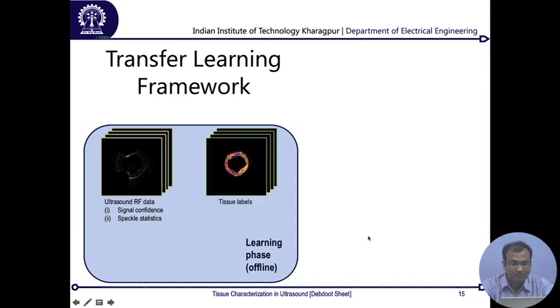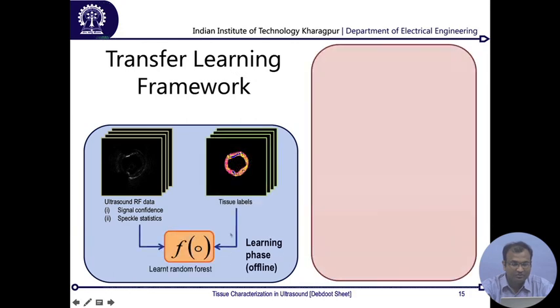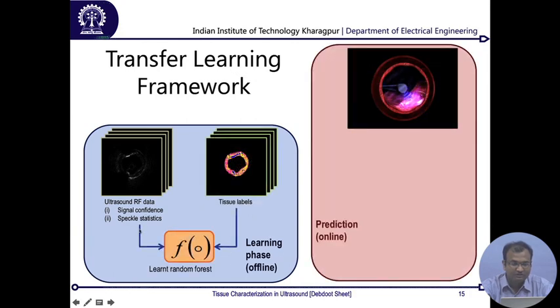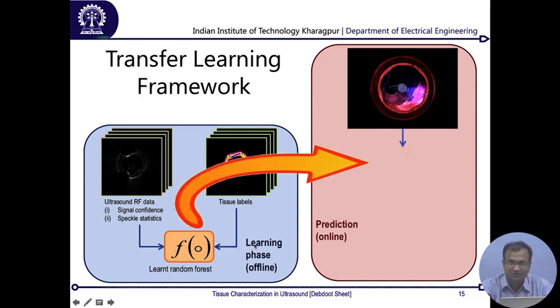Now using all of that, we fit it into a transfer learning framework. We have one estimation of signal confidence, and also an estimation of the speckle statistics of ultrasound using Nakagami parameters at multiple levels, and then from ground truth labels we learn a random forest. This is what is carried out in the offline process.